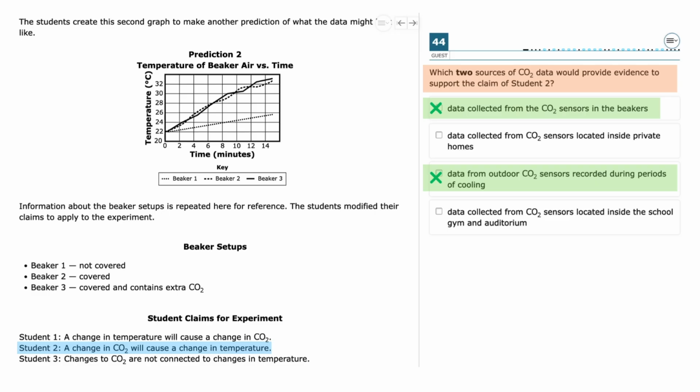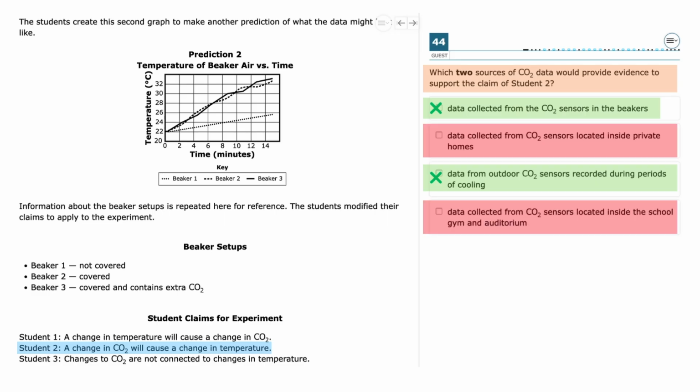If CO2 is high, but temperature is dropping, it might weaken student 2's claim. But if both rise or fall together, it helps support the claim. Why the other options are incorrect. Inside private homes or inside a school gym. These are not controlled environments. Things like heaters, AC, or crowds of people could affect CO2 levels and temperature for reasons unrelated to the greenhouse effect. They won't give reliable scientific evidence.